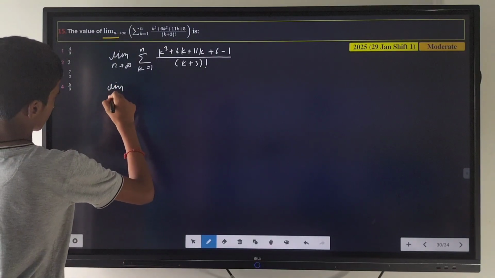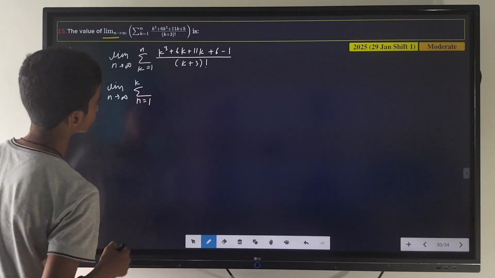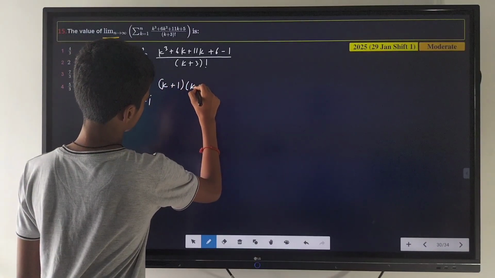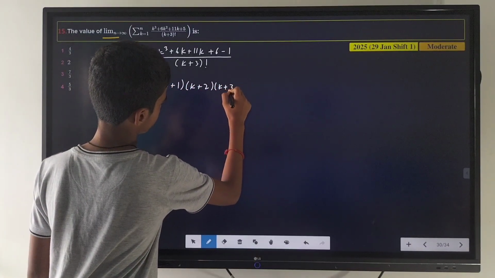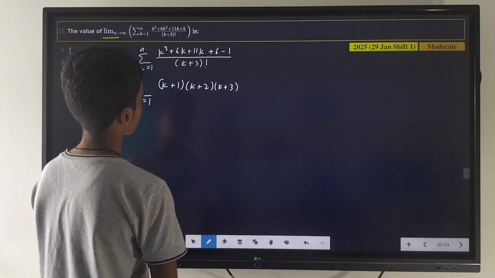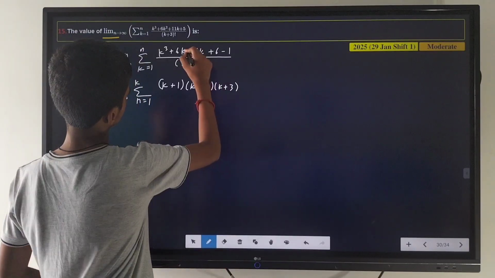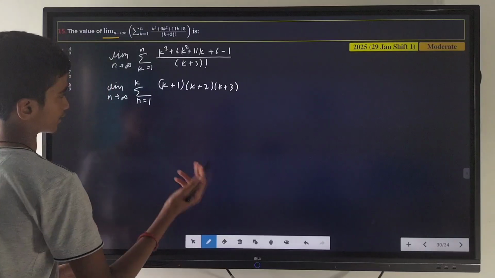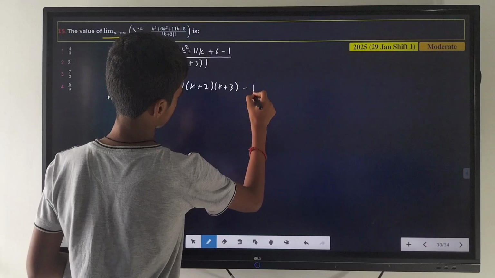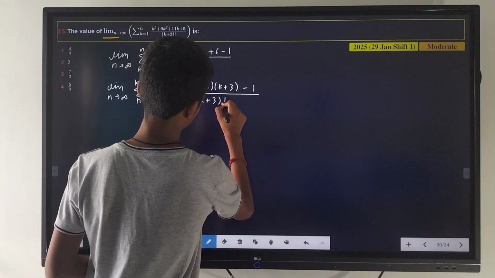Limit n tends to infinity, sigma k is equal to 1 to n. This will be k plus 1, k plus 2, k plus 3. Let me check it again. k cube, 6k square, 11k, 6, yes. Minus 1 upon k plus 3 factorial.